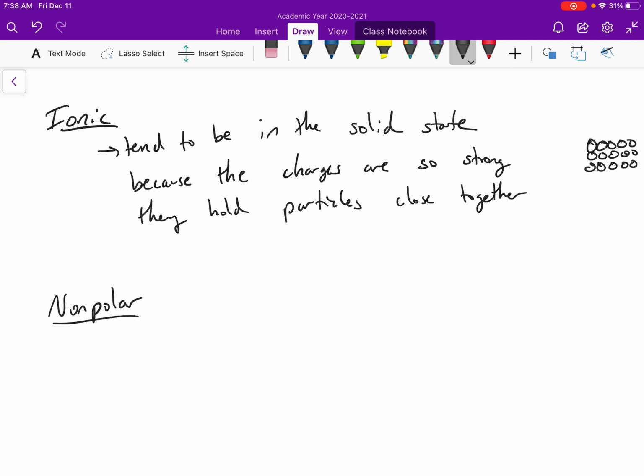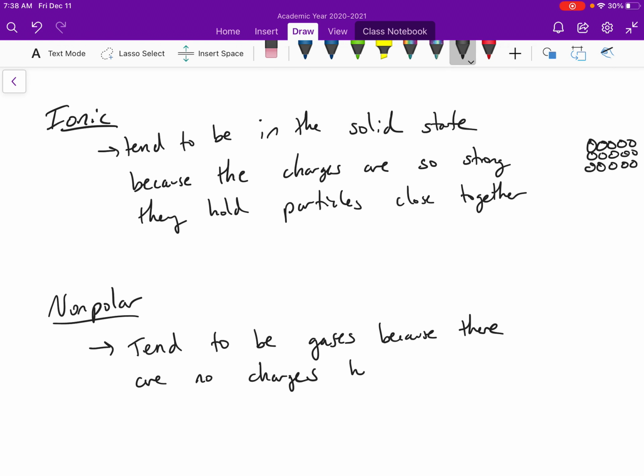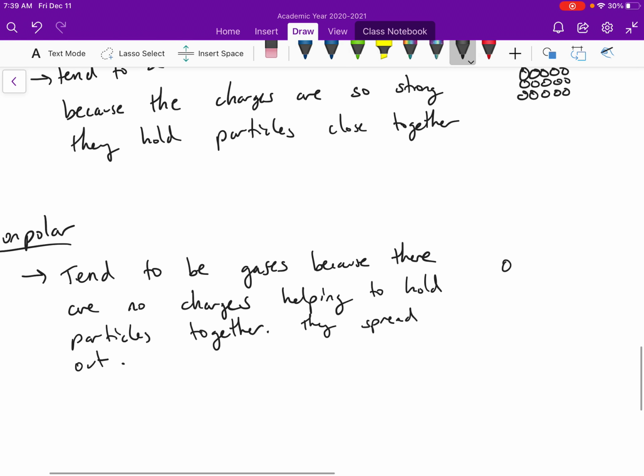Okay, so what happens if you have something totally non-polar? So think like O2, N2, H2. Like what state of matter are they in? Well, they tend to be gases, right? And that's because there are no charges helping to hold these particles together. So they spread out like gases. Okay? So that's sort of particles all over the place, right?